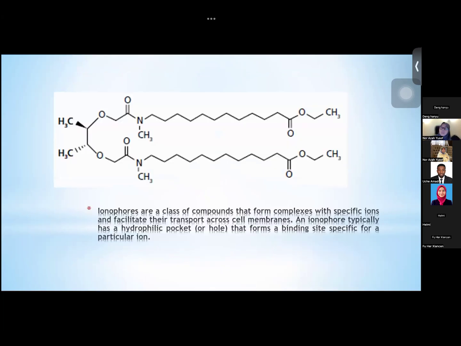Before we discuss a few other examples of biomarkers, I would like to come back to ionophore. This one is considered a chemical marker. So what is an ionophore? You can see this is one example of an ionophore and how it looks like. The structure is a bit complicated. It is a compound that forms complexes with specific ions. So for chemical markers, usually we work with ions. This one is for potassium, if I'm not mistaken.